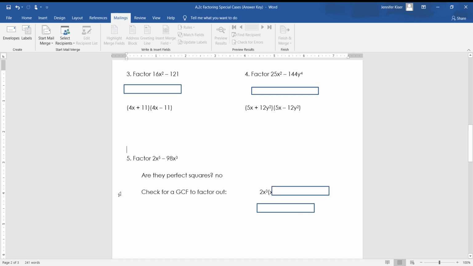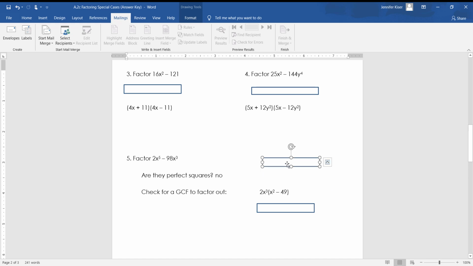And then you'll figure out 2x cubed times what will give you the 2x to the fifth. That'd be x squared. And then 2x cubed times what will give you the negative 98x cubed. That'd be minus 49. And then you can just check to make sure these are both perfect squares, and they are subtracting there. So the square root of x squared will be x, and the square root of 49 will be 7. So you'll have x plus 7 and then x minus 7 with the 2x cubed outside.